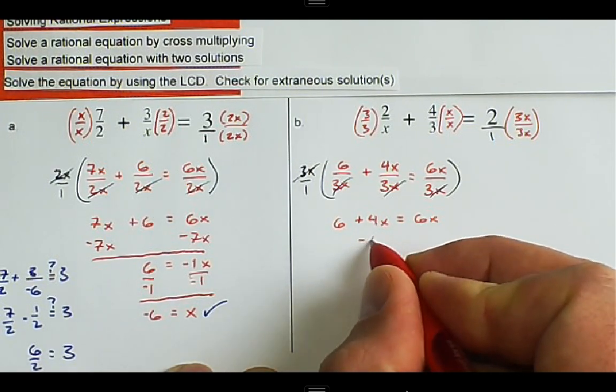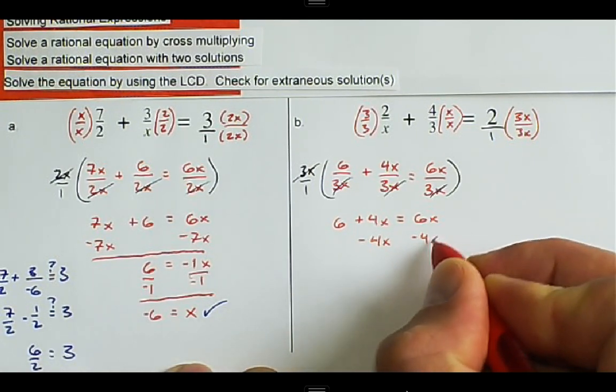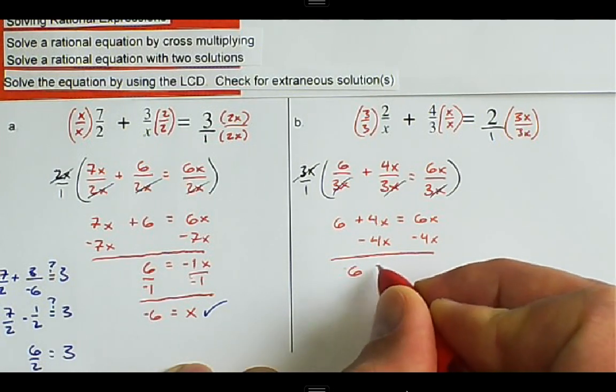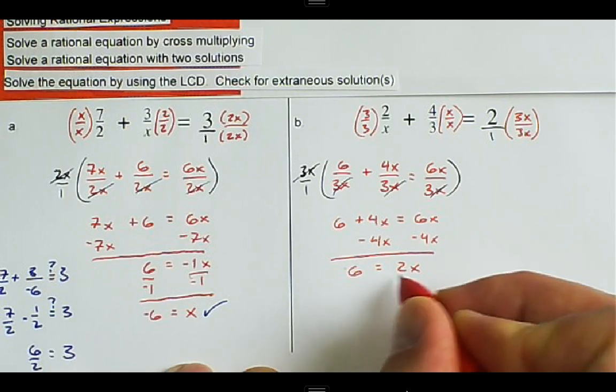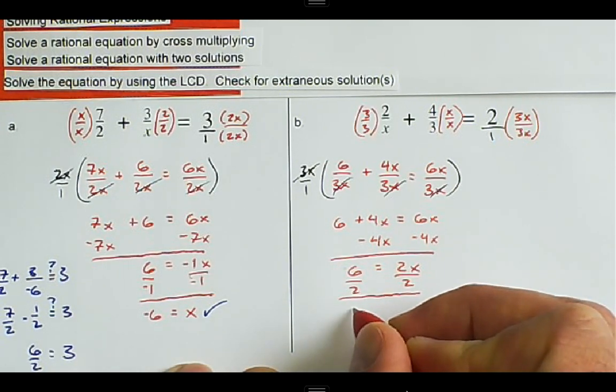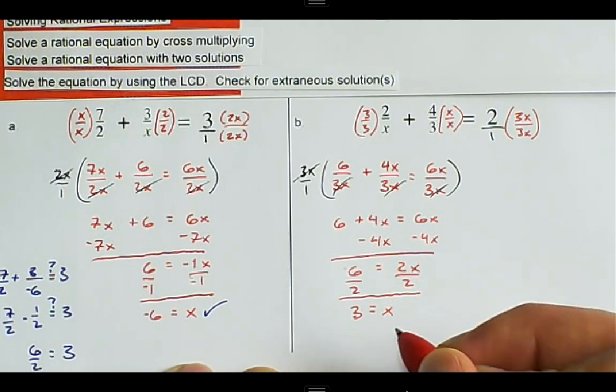So we can subtract 4x, and then we get 6 is equal to 2x, and then we divide by 2, and we get 3 is equal to x.